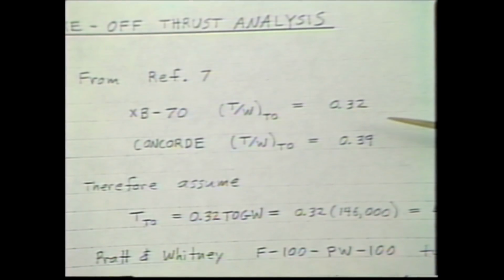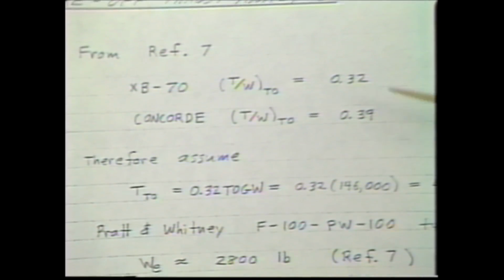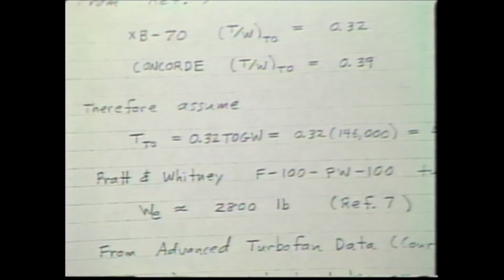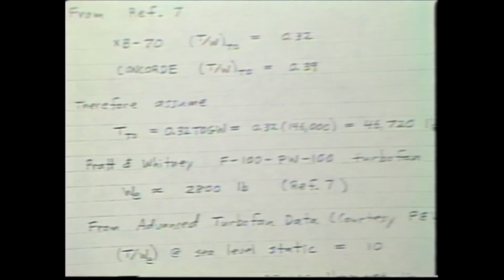Okay, takeoff thrust analysis. We need some idea of what the thrust needs to be. Well, what's your starting point? Typically, you look at a thrust-to-weight ratio, the thrust over the weight of the vehicle. So I looked at some historical data. The XB-70, which was a Mach 3 bomber built by North American Rockwell 20, 30 years ago, had a value of 0.32. And the Concorde SST had about 0.39. So I assumed a value of 0.32 corresponding to the XB-70, which meant that we had to have at least 46,000 pounds of thrust to get that kind of thrust-to-weight ratio.